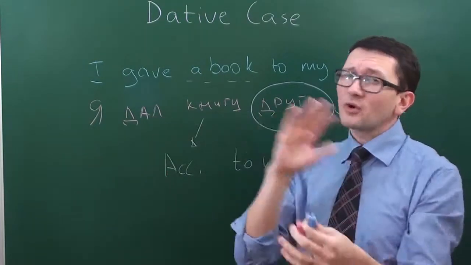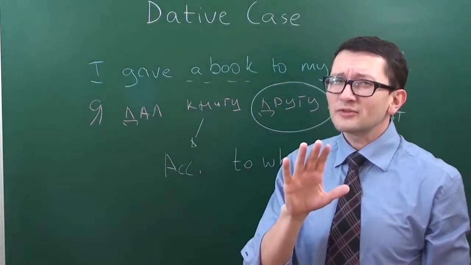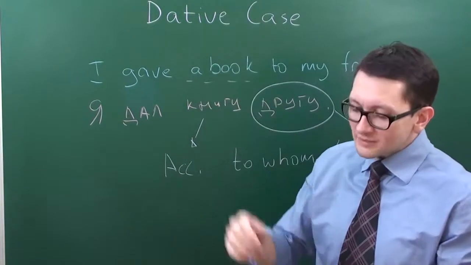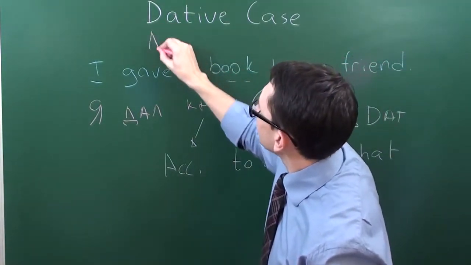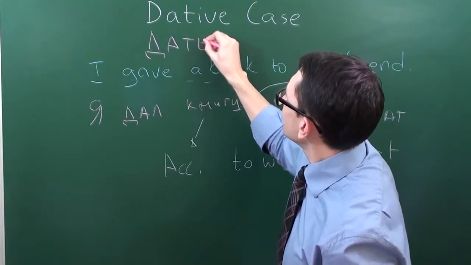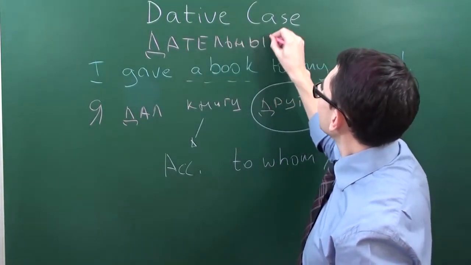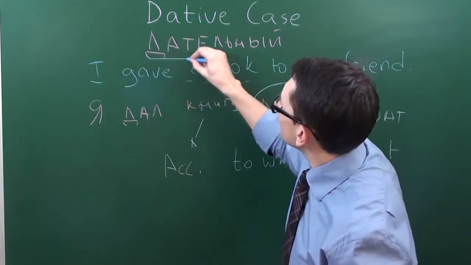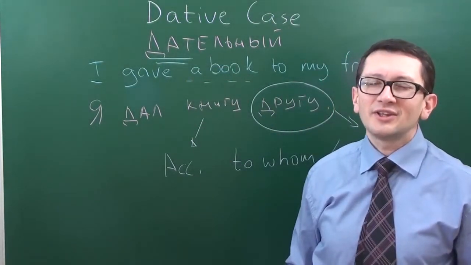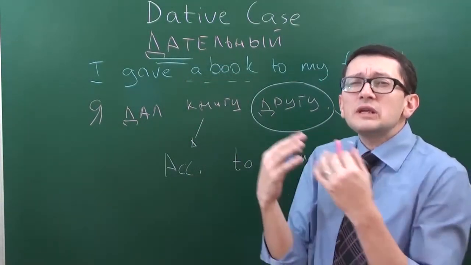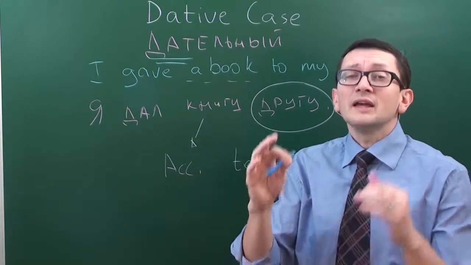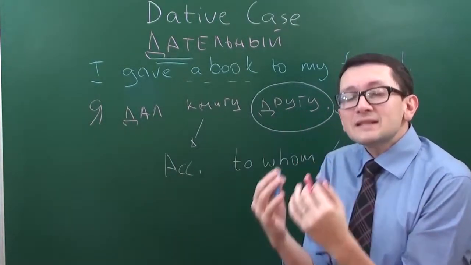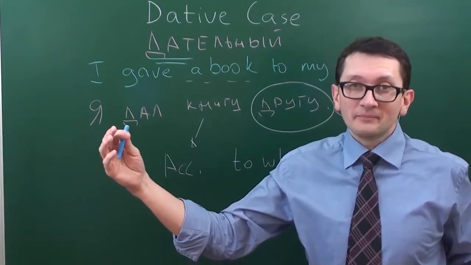I don't know if it will help you, but it is just one of the ideas. In English we see how dative case is written, but in Russian it looks like this: дательный падеж. And as you may notice, the root of the word is dat, which means to give. So let's remember, if it is dative or дательный, it is about giving something to somebody.